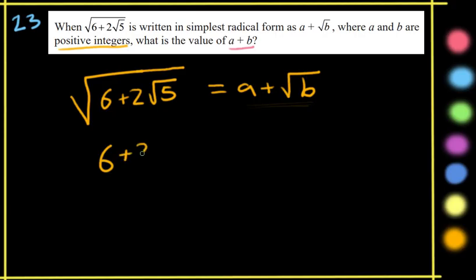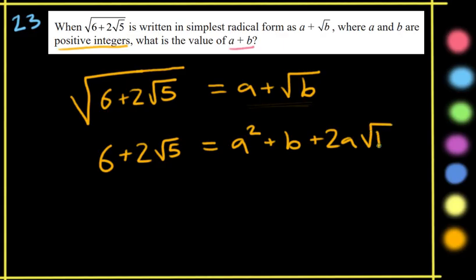So 6 plus 2 root 5 is equal to a squared plus b, that's this part squared, and then plus 2a square root of b. So now we have on each side, since we know these things are equal to each other, we can take a look at this and we can say, okay, we've got an integer part over on this side, that's 6. And then we've got an integer part over here because a and b are positive integers. So this a squared plus b, that's going to be an integer. And then we've got an irrational part, 2 root 5 here, and that's got to be equal to this irrational part over here. So it's pretty straightforward from that point, right? Because these two have to equal each other. You've got square root of 5 equals a root b. So a is going to have to be 1, and b is going to have to be 5.